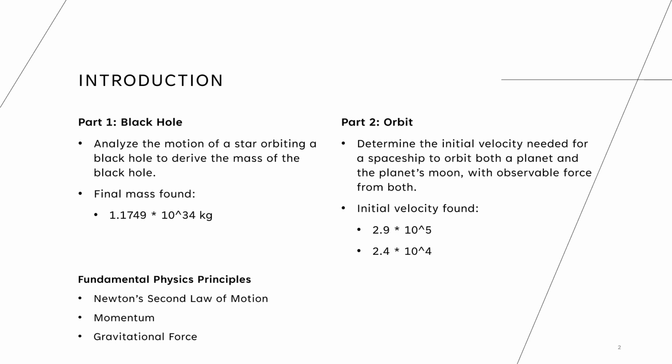And we end off with a final mass of 1.1749 times 10 to the 34 kilograms for the black hole. And then for part 2, this is just the initial velocity that I chose, but we ended off with an initial velocity of 2.9 times 10 to the 5th and 2.4 times 10 to the 4th.